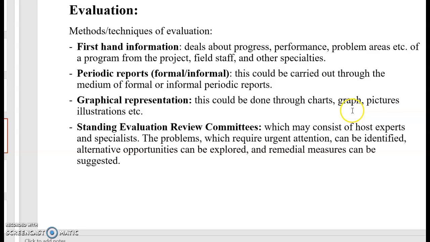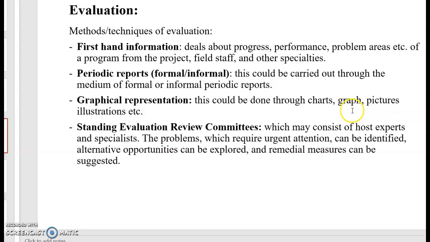Methods and techniques of evaluation. One is first-hand information, which deals with progress, performance, problem areas, etc. of a program from the project, field staff, and other specialists. Then periodic reports, in both formal or informal form. This could be carried out through the medium of formal or informal periodic reports.